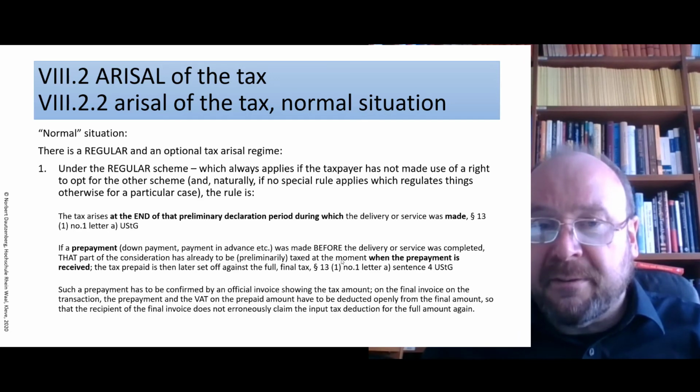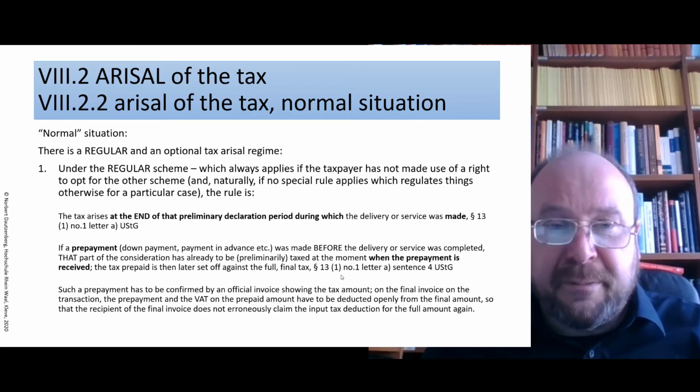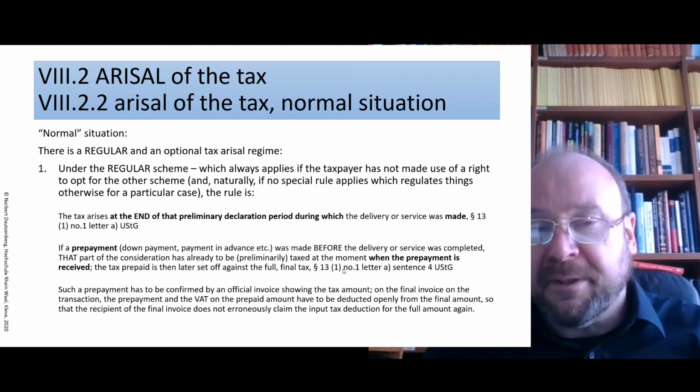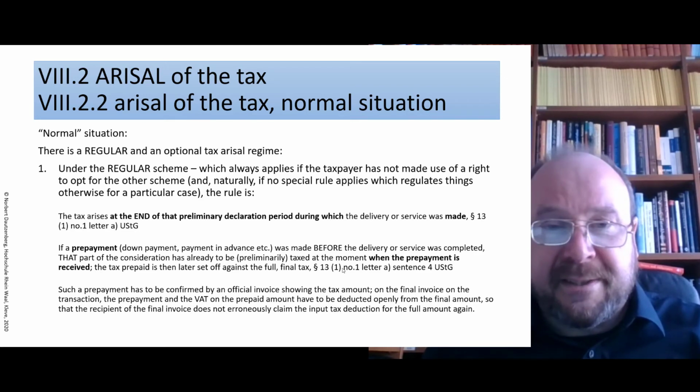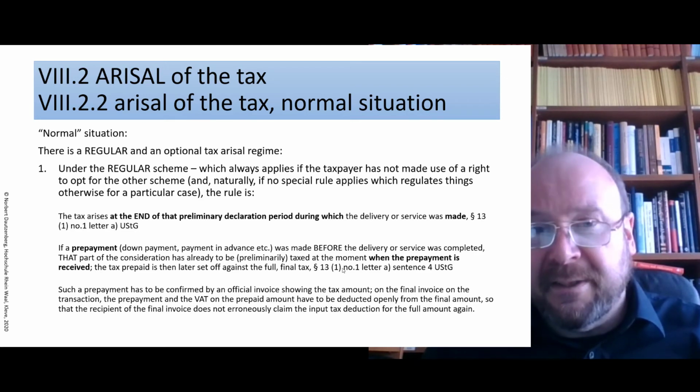A prepayment shall also already be confirmed by an official invoice which shows the tax base and the tax included in the prepayment, so that the customer which you charge with the prepayment can already set off the VAT in that prepayment as input VAT from his or her own VAT obligations to the fiscal office.